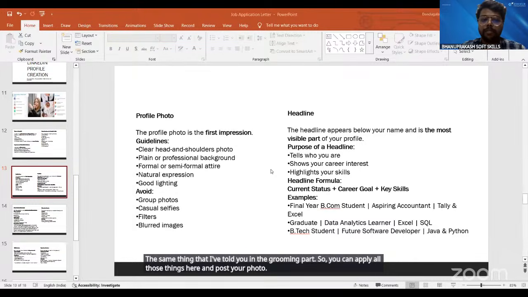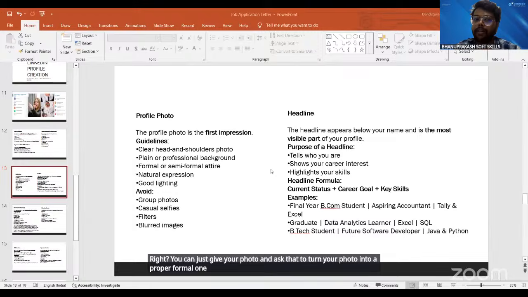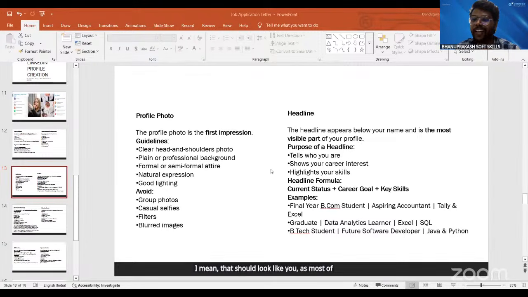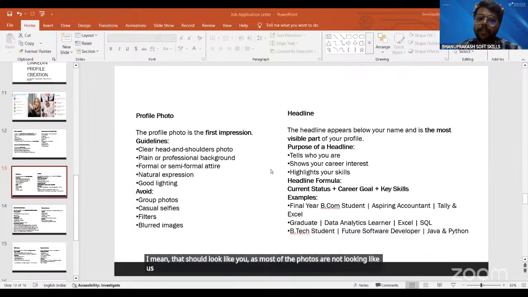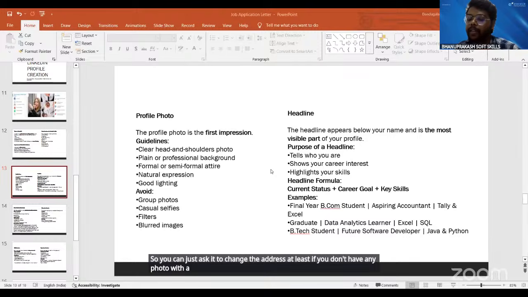And natural expression. Now we have a boon called ChatGPT, Gemini AI, right? You can just give your photo and ask it to turn your photo into a proper formal one. I mean, it should look like you, as most of the photos are not looking like us. You can just ask it to change the dress at least. If you don't have any photo with proper formal attire, then you can just ask it and it will give you one, and you can post the same.